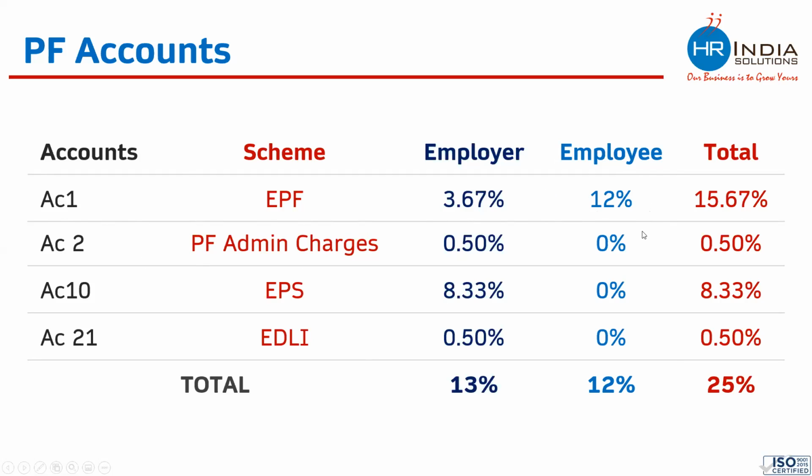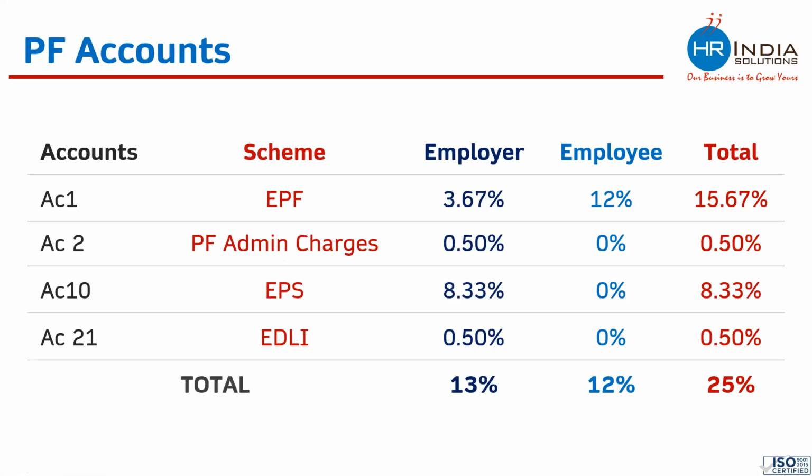In account number two, the employer is contributing 0.5%, that goes as PF admin charges. In account number 10, the employer is contributing again 8.33%, that goes in the employee's pension scheme. Account 21 is EDLI, in which again the employer is contributing 0.50%. And that's how the employer's total cost is 13% and the employee's total cost is 12%. The grand total of this PF cost is 25%. Employer plus employee, the total cost of an employer is 25% of the PF wages.